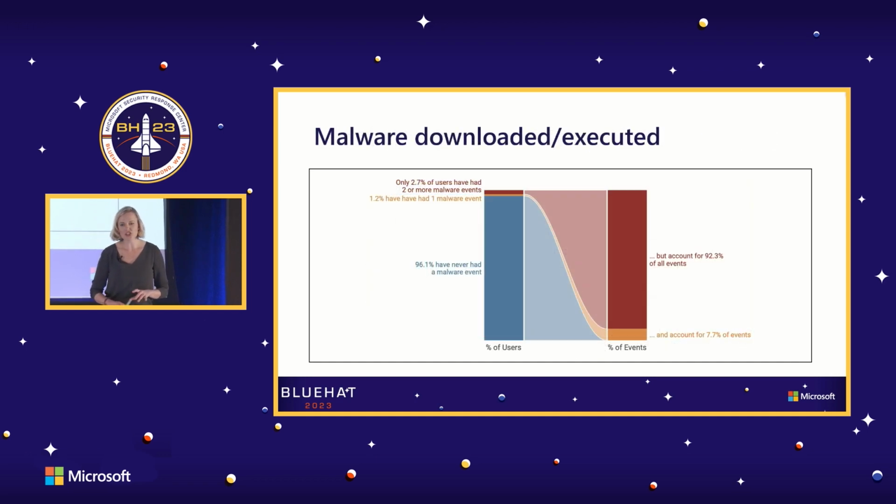I want to bring your attention to the red part of this chart. What you see on the left-hand side is how many users account for, on the right-hand side, the number of events associated with that. So what you see here is 2.7% of the users we took a look at were responsible for 92% of all malware events. Now, this is actually a pretty good story, because the blue area is so great. It means 96% of the users we looked at never even had a malware event.